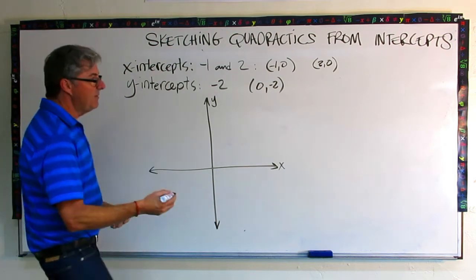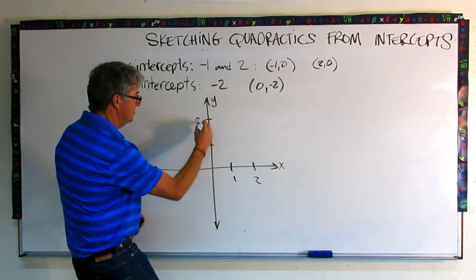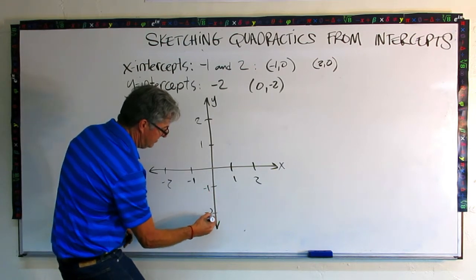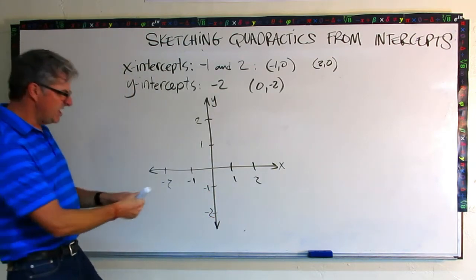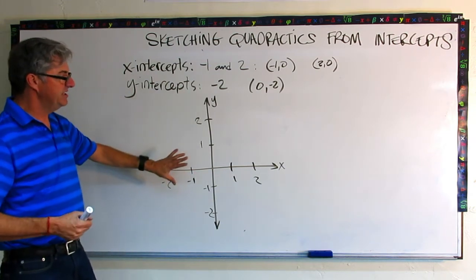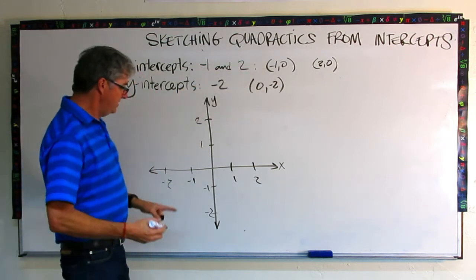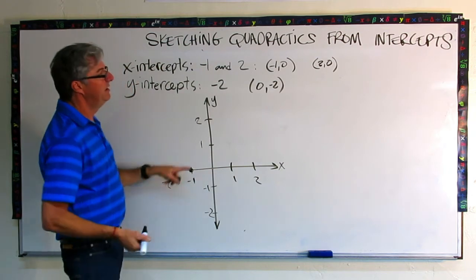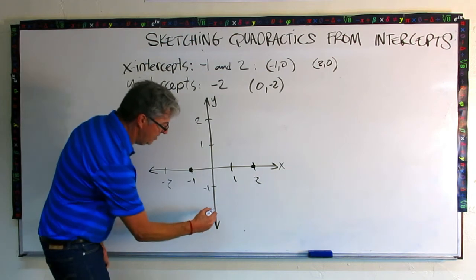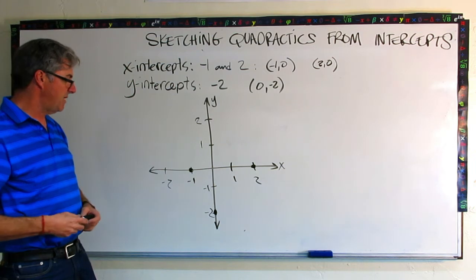Okay, I'm going to scale my axes a little differently this time. I'm just going to go 1, 2, 1, 2, negative 1, negative 2, negative 1, negative 2. That way my graph is a little bigger, it's not all scrunched down in the middle. Undoubtedly you've probably created some graphs like that. Scaling your axes in a way that captures all the points is really good. Let's graph these. Negative 1, 0, that point is right there. 2, 0, that point is right there. And then 0, negative 2, that point is right there. So now I have my 3 points I can use to sketch my parabola.